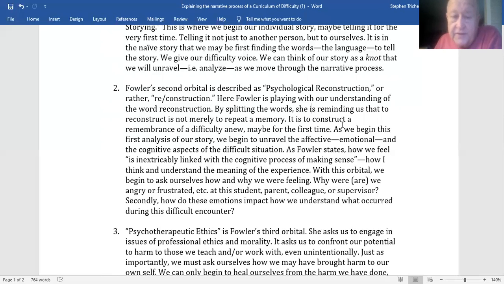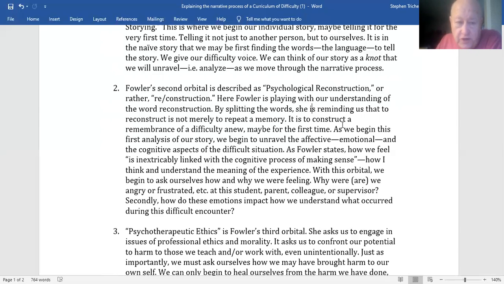Okay. It is instead to construct a remembrance of a difficulty anew. So in a sense, you're creating a new memory by writing out the story, by reconstructing that story of difficulty, whether that difficulty was last week or 5 years ago.